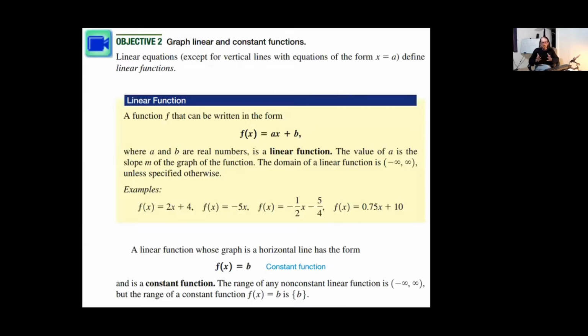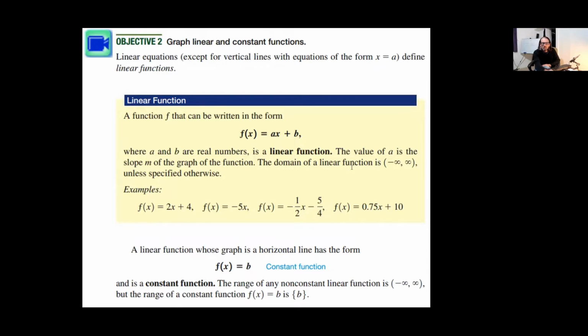For the time being, most of our attention is going to be on functions that are linear. And it's worth taking a look here at page 213. Mostly we're talking about diagonal lines. That y equals mx plus b there could be written instead as f of x equals mx plus b. If the slope is 0, we know that gives us a horizontal line. Instead of calling that a linear function, then we have a constant function.